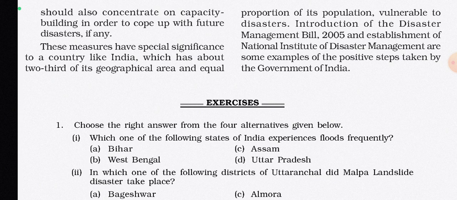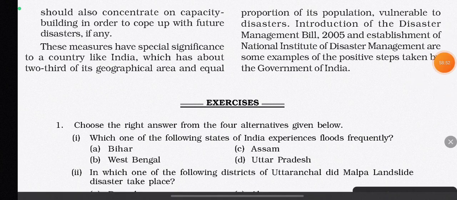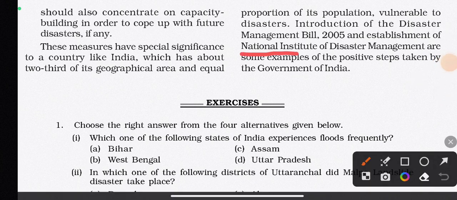These measures have special significance to a country like India, which has about 2/3 of its geographical area and equal proportion of its population vulnerable to disasters. Introduction of the Disaster Management Bill 2005 and establishment of National Institute of Disaster Management are some examples of the positive steps taken by the Government of India. So the Disaster Management Bill came in 2005 and after that we set up the National Institute of Disaster Management.